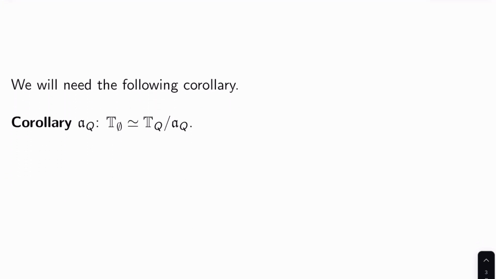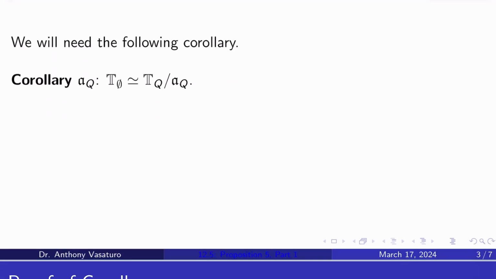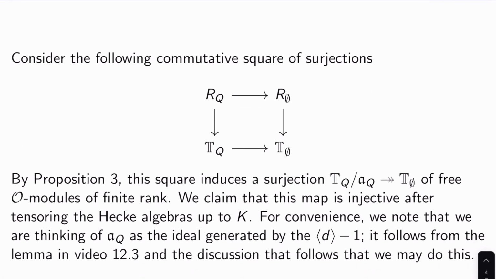What we really want is the corollary of this result, which we will prove today. I'll call it corollary A_Q, and what it says is the following. If A_Q is the augmentation ideal of R_Q, then T sub empty set is isomorphic to T_Q mod A_Q. So this gives us a way to compare T sub empty set to T_Q. All right, so let's prove this corollary.